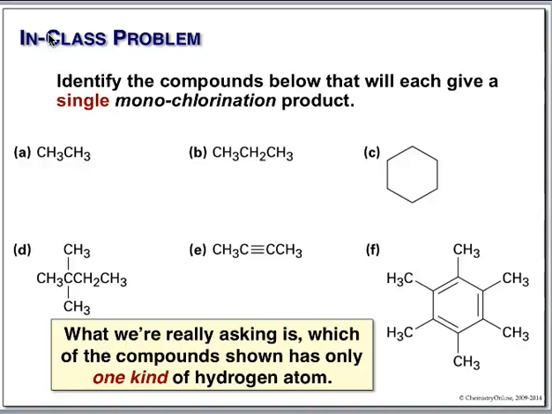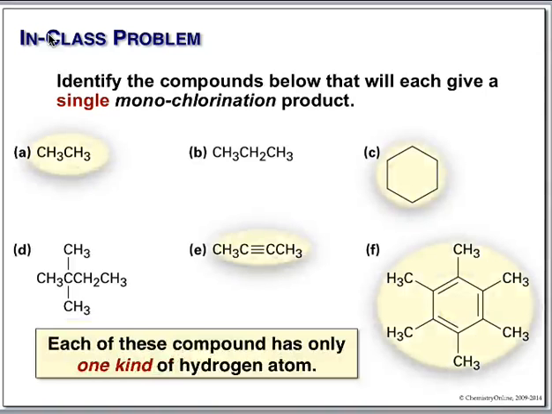Both of these are identical, aren't they? They're both at each end of our triple bond. We would get one product from monochlorination. And finally, the same thing here, right? We have a ring in the middle, but all of these methyl groups are identical. So it wouldn't matter which one you put the chlorine on, it would be the same compound. So bottom line, these four species have one kind of hydrogen. It would only give one monochlorination product.